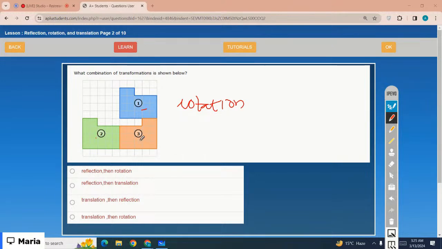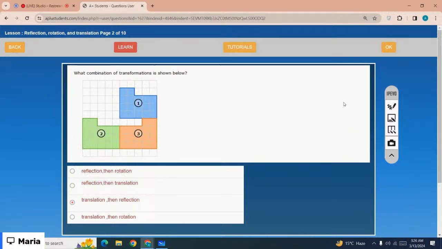And then from 2 to 3, 3 is the reflection of 2. So that is a rotation and then reflection. So the correct option is rotation and then reflection. Option number 3 is the correct option. Sorry, translation, not rotation. The first one is translation. You moved the whole image, so that is a translation. So you have translation first and then the reflection. That is the translation and then reflection. Option number 3 is the correct option.